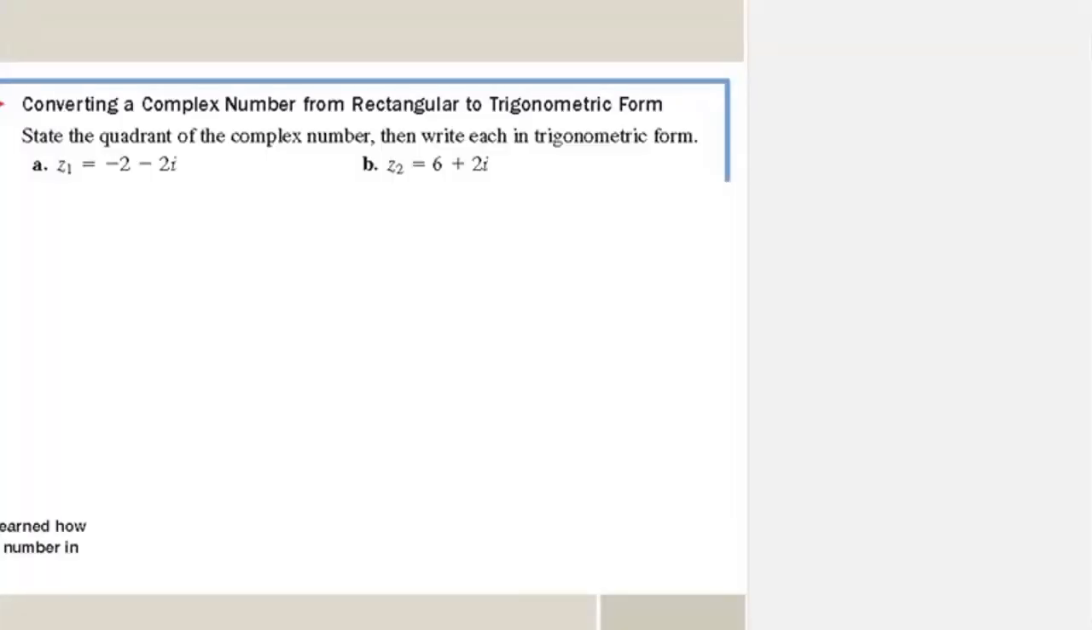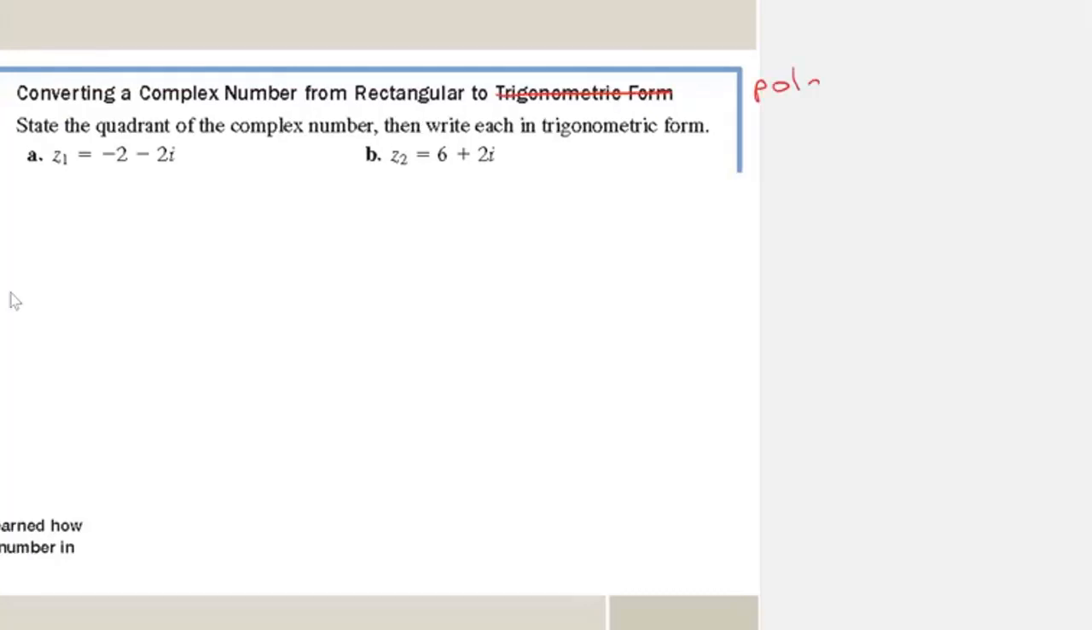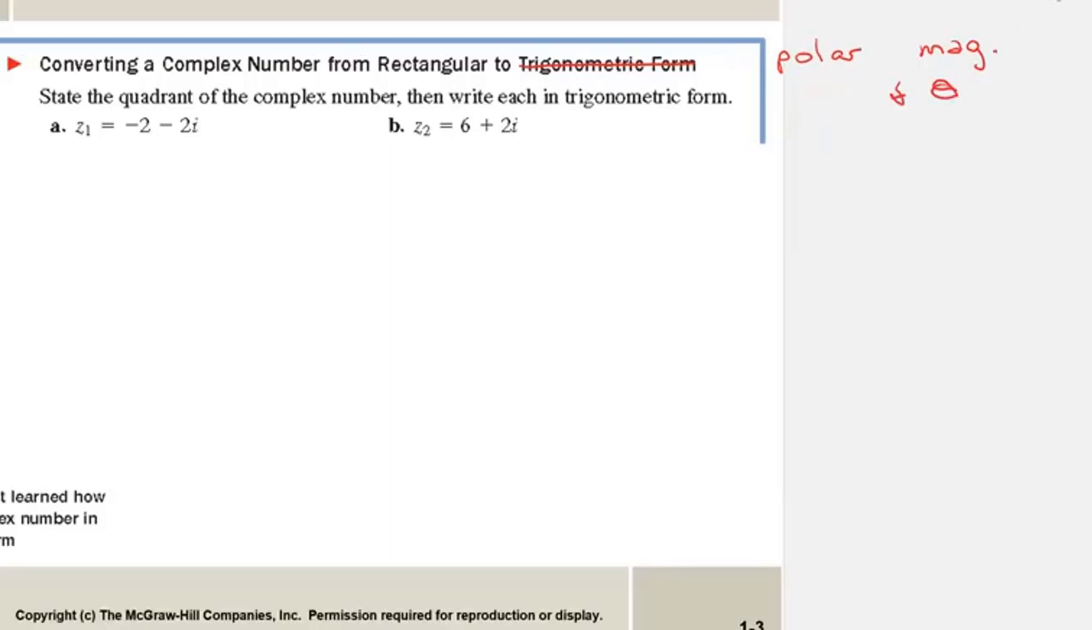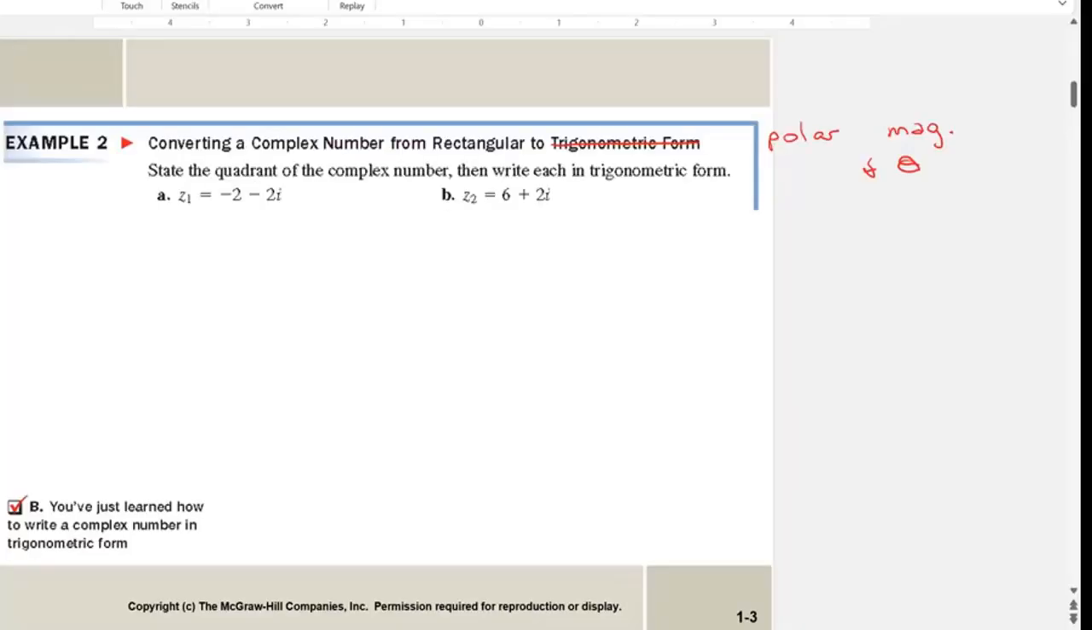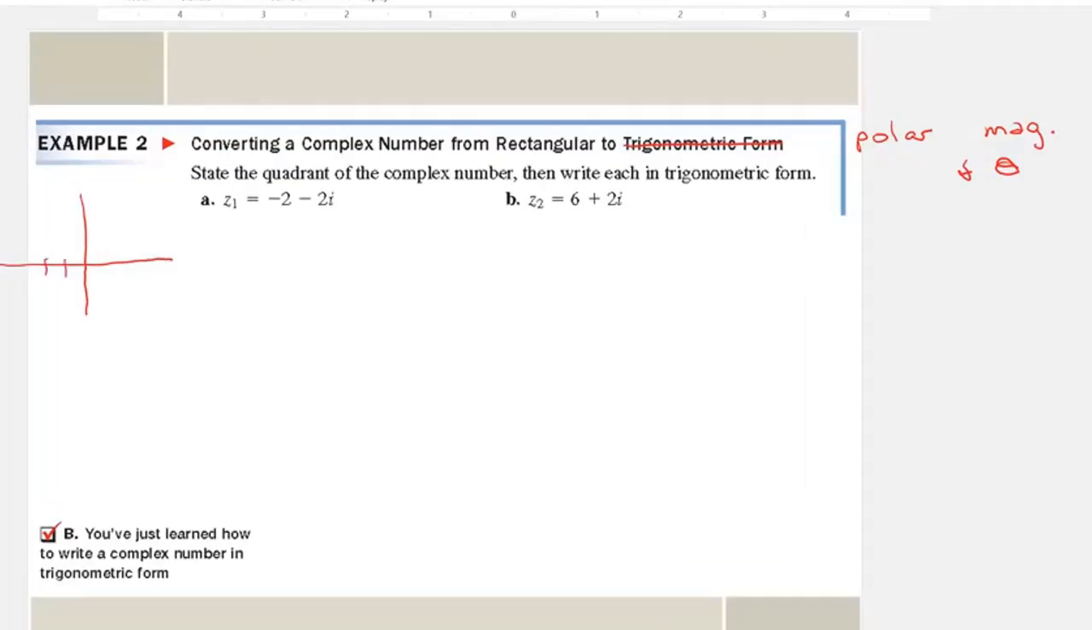Converting a complex number from rectangular to trigonometric form. It's basically more like polar, where we have the magnitude and the angle. So state the quadrant of the complex number, then write each in trigonometric form. We have a negative and a negative, which is going to land us in quadrant 3. -2, -2. And so our point is right here in quadrant 3. State the quadrant, and then we're going to write this in trigonometric form.